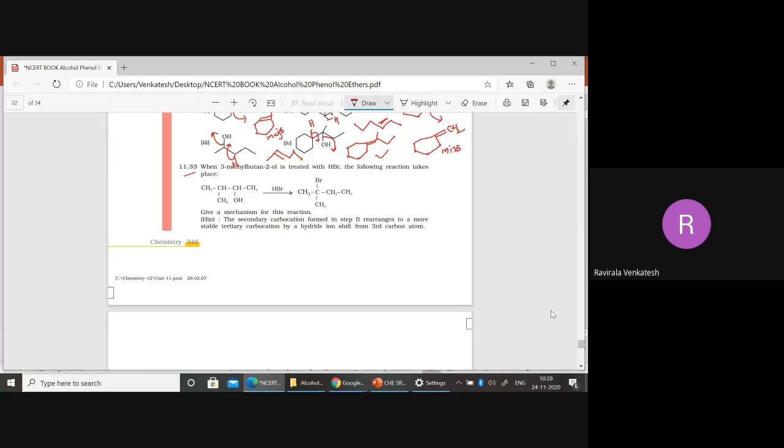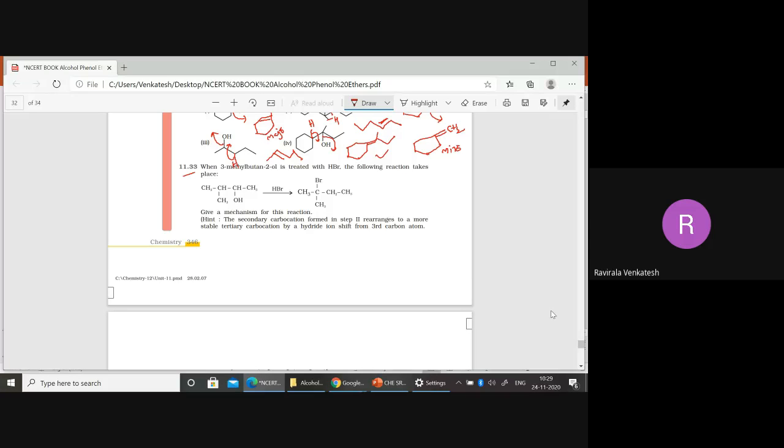Question 33, how do you do this one? 3-methylbutan-2-ol is treated with HBr. The following reaction takes place here. Give the mechanism for this reaction. Now what do you have to do here? HBr is treating this one, and they have given a hint here.